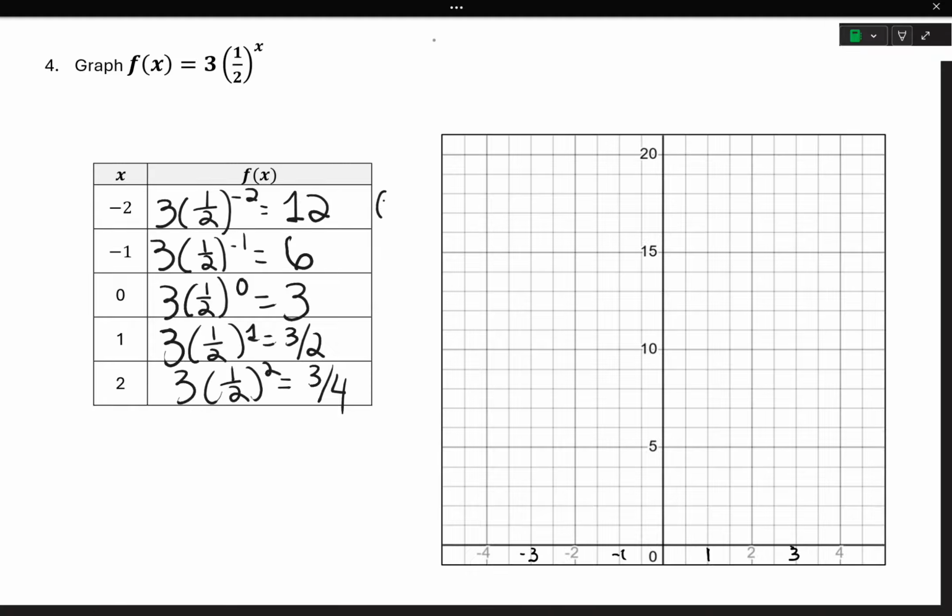The first point is negative 2, 12. I can graph that easy. Then I got negative 1, 6. That's fine too. Got 0, 3. 1, 3/2. 3/2 is 1.5. I feel comfortable doing that. 2, 3/4. I feel like I can guesstimate that.